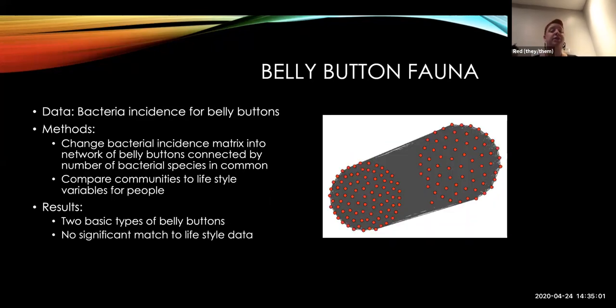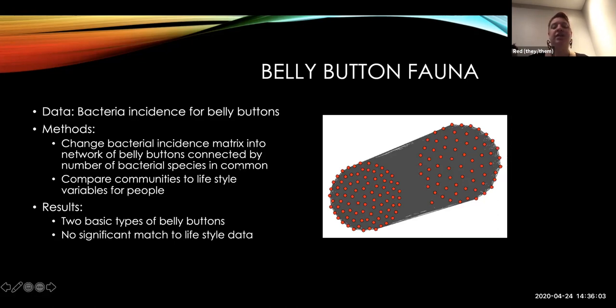Okay, another project that I worked on was belly button fauna. So there was this amazing project that was going on at NC State in the evolutionary biology lab. People were going around and swabbing people's belly buttons and then going through and figuring out what the bacterial incidence was in each person's belly button. And I was given all of this information about each belly button and the bacterial incidence, basically each of the different strains of bacteria that were held in each belly button. And then I created a network of belly buttons to other belly buttons based on the similarity in bacterial species. So it's a weighted network here because the more similar two belly buttons were, the thicker the line.